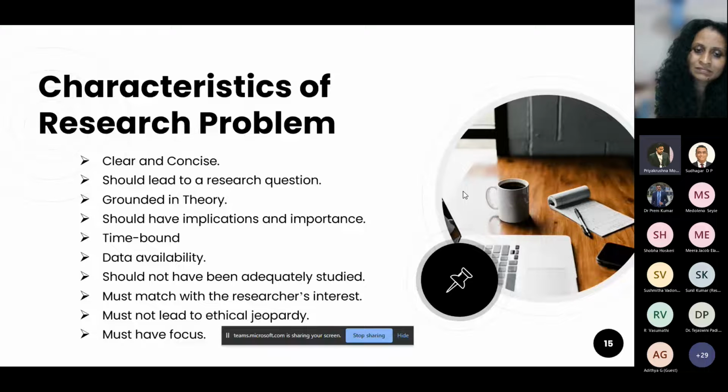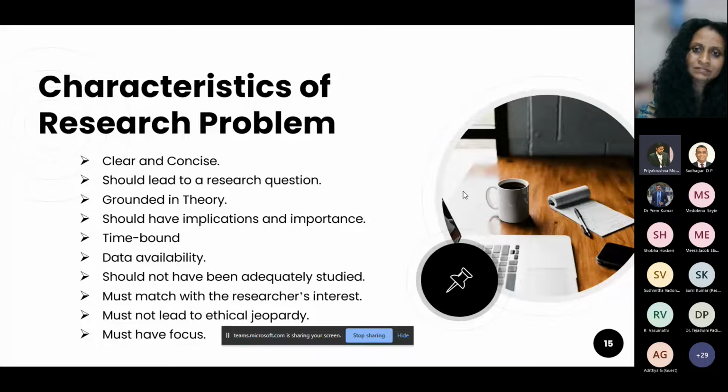For people in economics, since some of you are in economics, you have to very minutely go back, study the literature and find out where the problem lies. It must match the researcher's interest, which we have already discussed, so I will not say more. This is another important point: it must not lead to any ethical jeopardy.